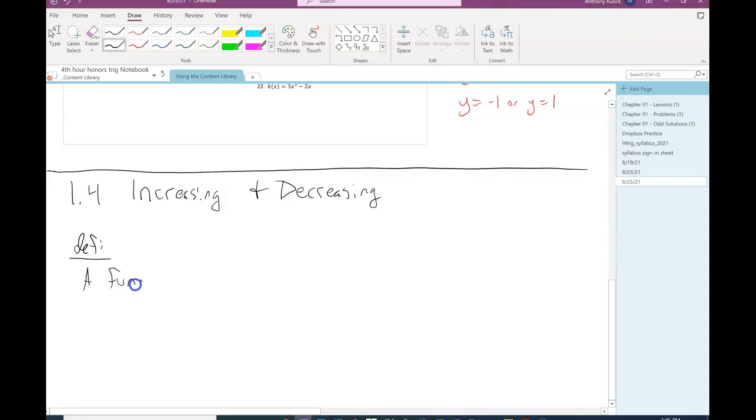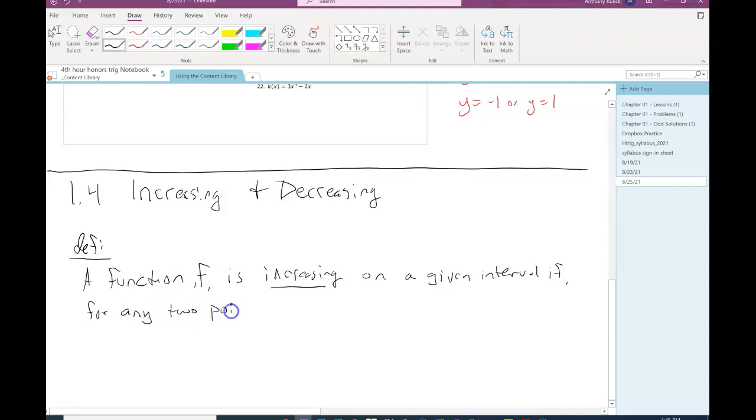We say a function f is increasing on a given interval if for any 2 points on that interval a positive change in x results in a positive change for f of x.